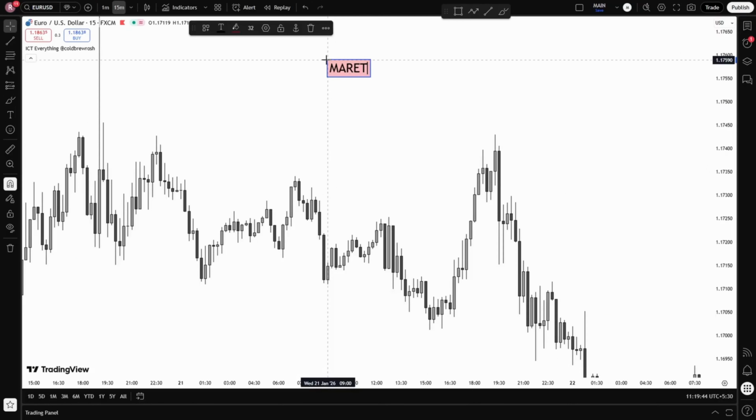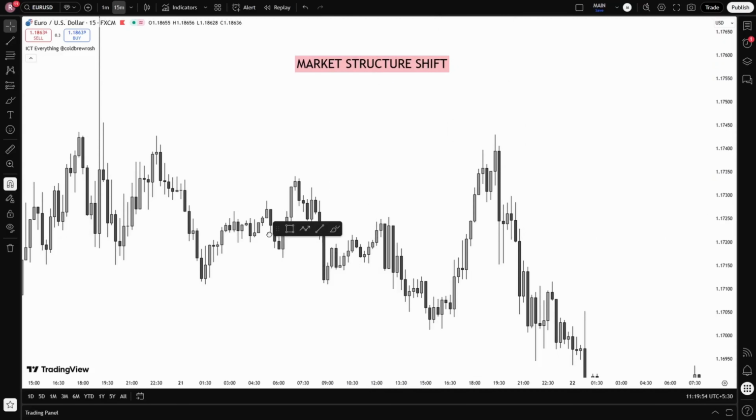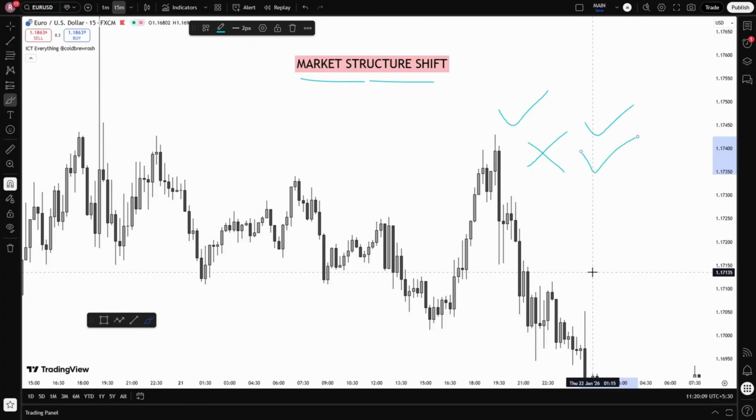A lot of people struggle with questions like, where is the market structure shift? Is this a valid structure shift or not? Is this just liquidity or is it real direction change? So in this video, we're going to break all of that down. I'm going to show you my exact criteria for a market structure shift, how I know when it's valid, how I know when it's not, and how to clearly separate a structure shift from a liquidity sweep.